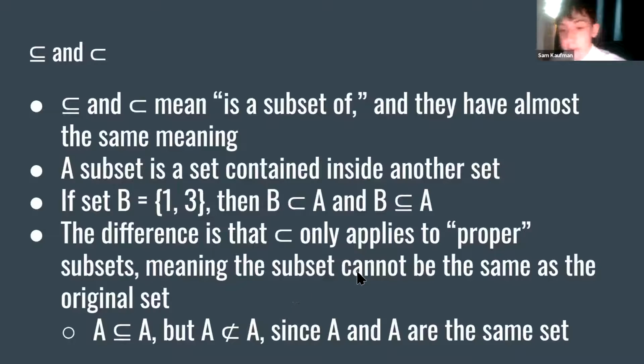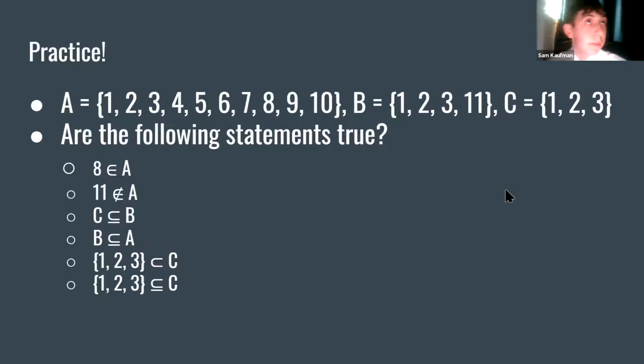Cool. So we have a few practice questions just to go over the notation we've learned so far. We're going to do these one at a time. Can someone tell me how this first one would be read? 8 is an element of A. Yeah, 8 is an element of A. And is that true or false? It's very true. Yep, it's true because 8 is in A.